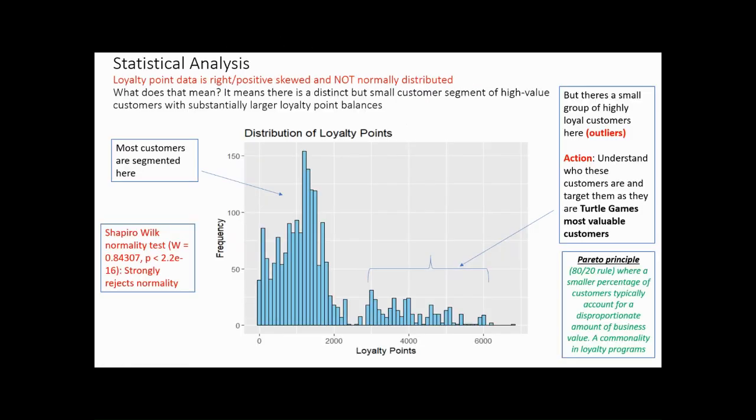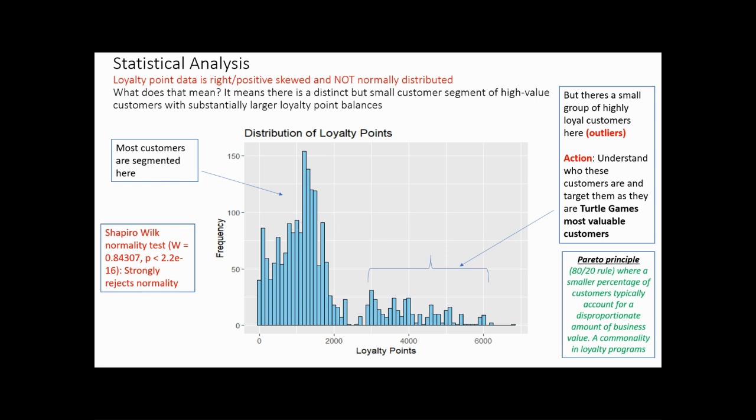For the statistical analysis, I found that loyalty points are significantly right-skewed and failed normality tests, which simply means that whilst most customers have moderate loyalty point balances, there's a distinct but small customer segment of high-value customers with substantially larger point balances. It also exhibits a multimodal distribution, which simply means that there are several peaks, which indicates that loyalty points are clustered around several different values and not just one.